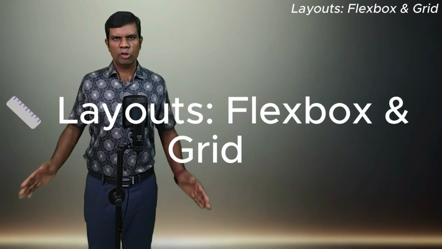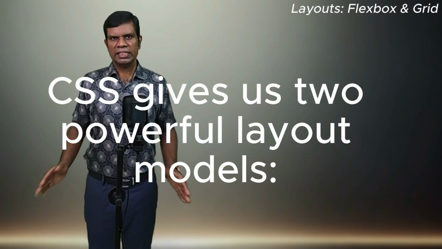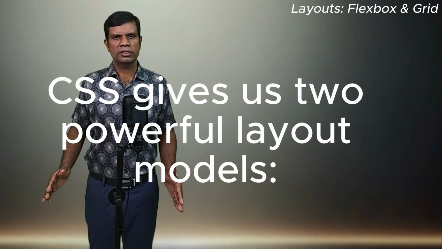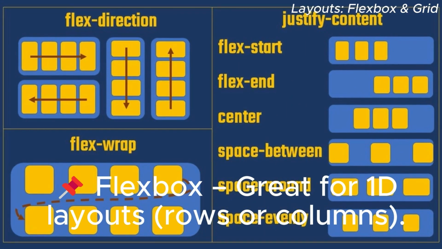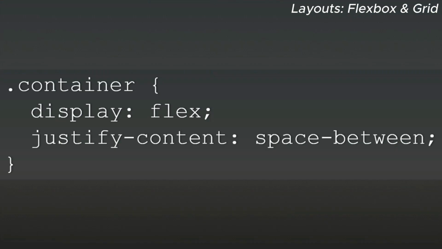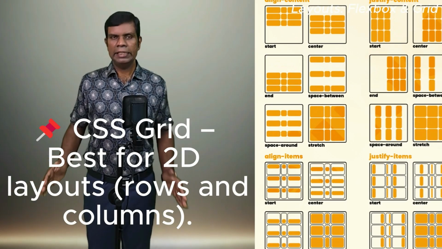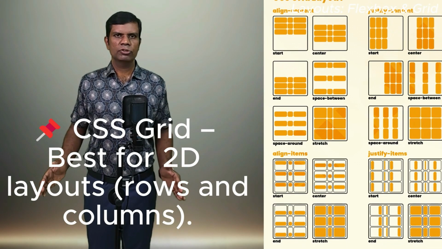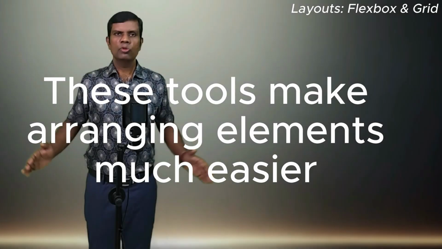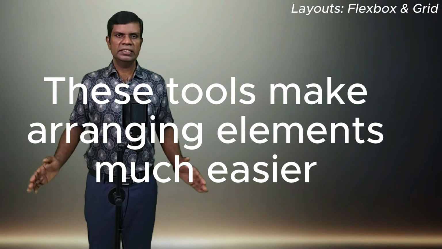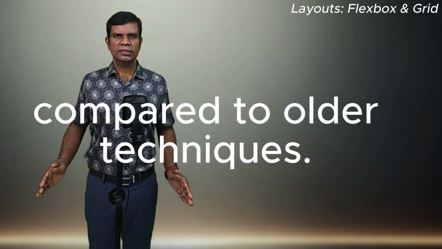Layouts, Flexbox and Grid. CSS gives us two powerful layout models. Flexbox, great for one-dimensional layouts, rows or columns. CSS Grid, best for two-dimensional layouts, rows and columns. These tools make arranging elements much easier compared to older techniques.